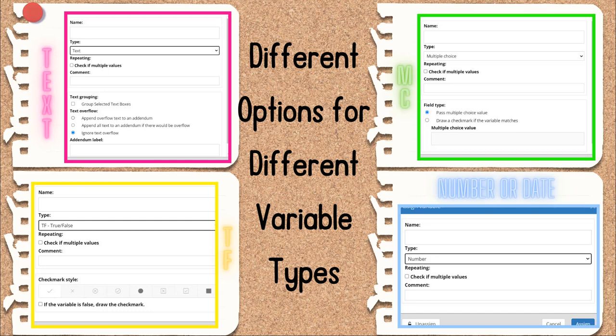You can also tell A2J Author to check the box if the variable is false, rather than just relying on a true value. For example, you ask the user if they are married. Yes sets the variable married TF to true.